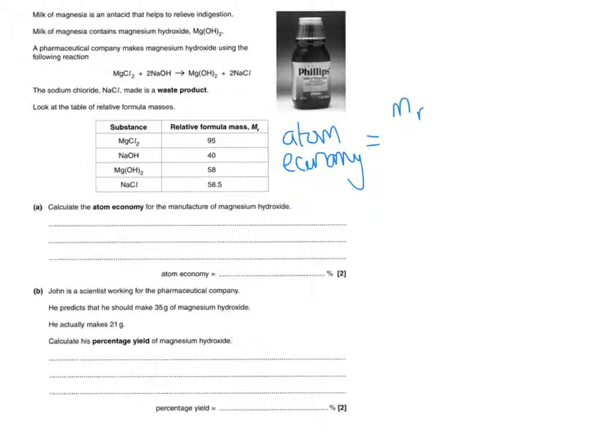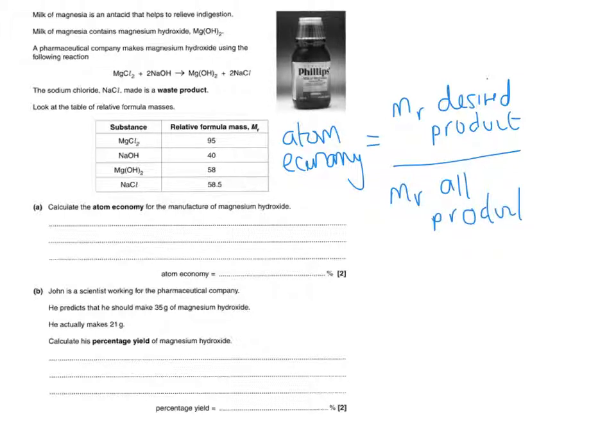The relative mass of the desired product divided by the relative mass of all the products. And that is multiplied by 100 to give us a percentage. Now let's look at the relative formula masses and see what we can find and what would be useful. So the mass of the desired product, well, that is the magnesium hydroxide. We've only got 1 mole of that, so that's going to be 58.